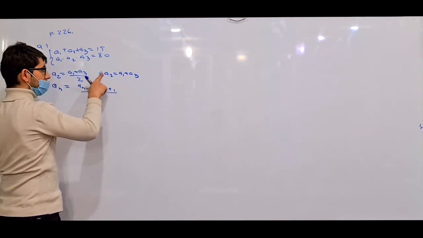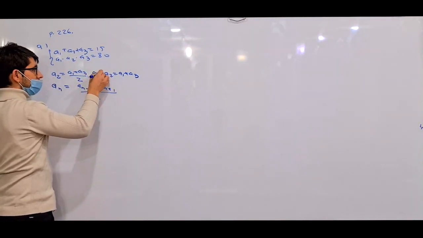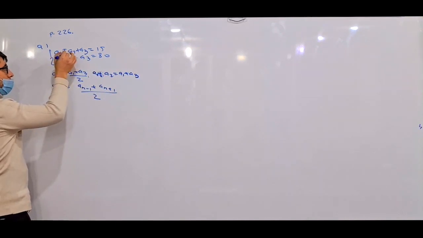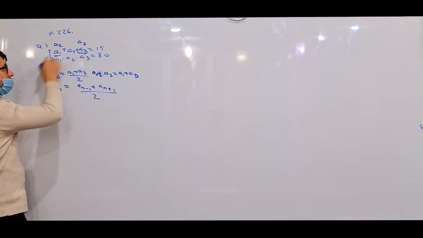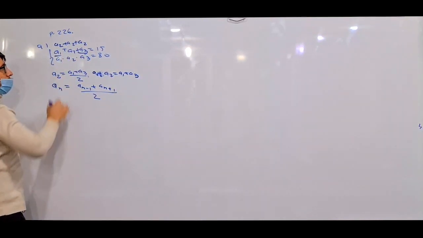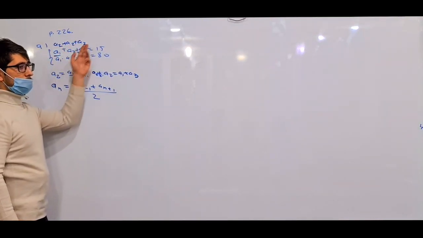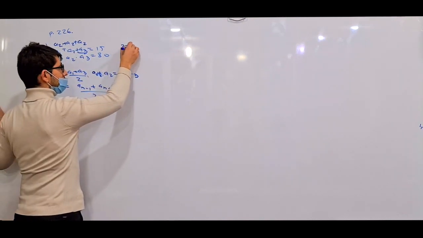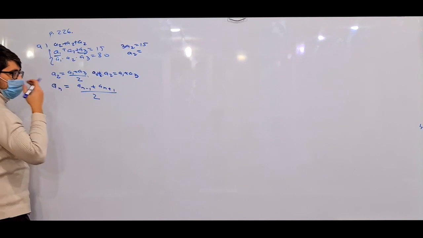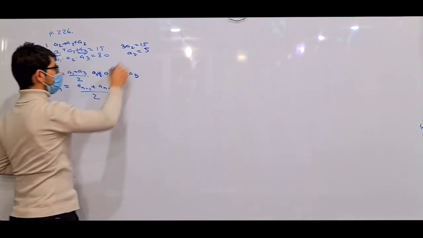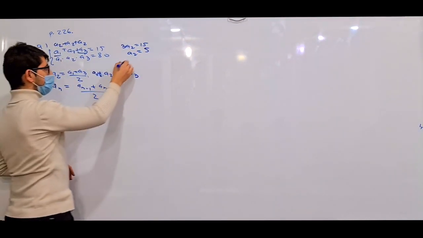It means you can replace a1 plus a3 with a2 plus a2. Instead of a1, I'm going to write a2; instead of a3, I'm going to write a2. So it will be the same, you see? a2 plus a2 plus a2. You have 3 times a2, which is 15. What is the second term? 5, right? So we have found the second term.